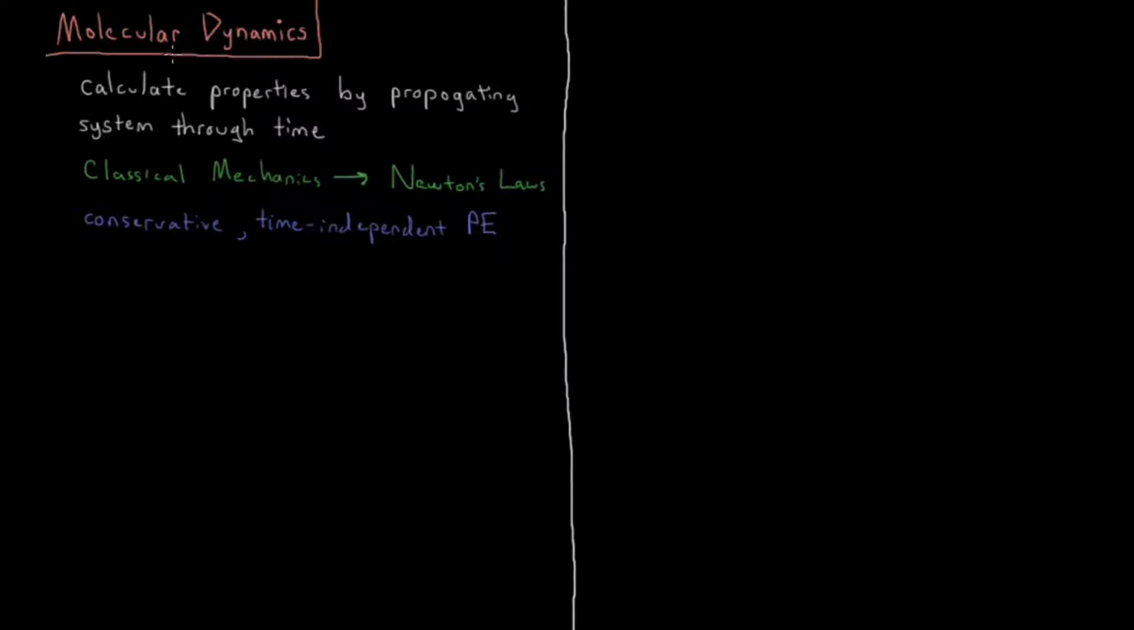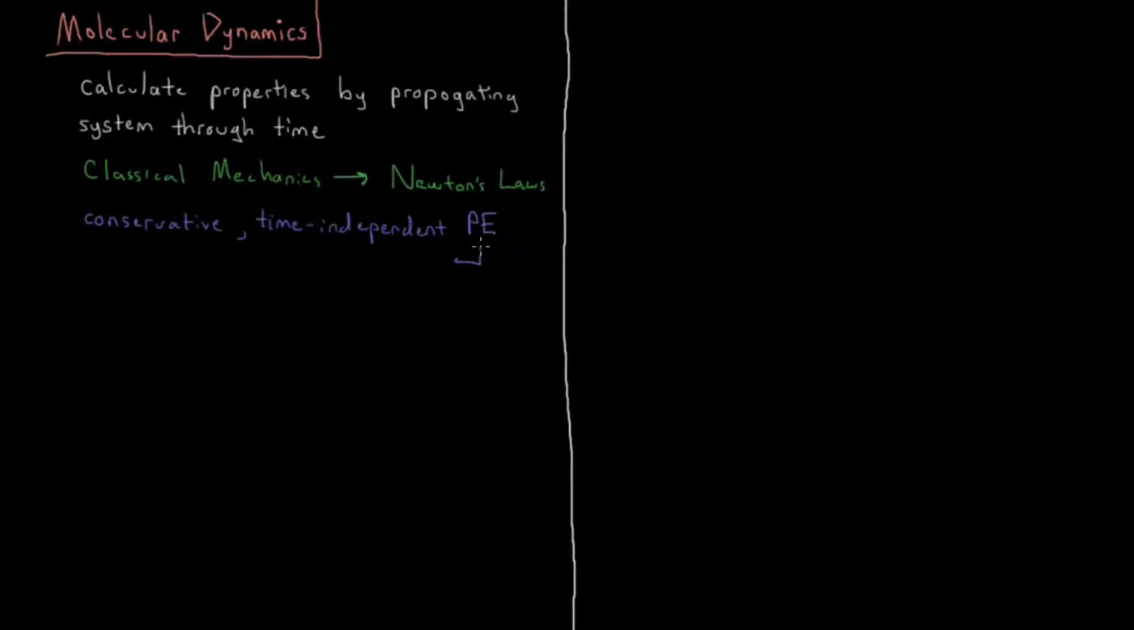So that type of procedure is called molecular dynamics, or calculating properties by propagating the system through time and getting a time average of various values. Okay, so the way we're going to do this using the typical machinery is classical mechanics. And classical mechanics and time means Newton's laws. So we're starting with a conservative time-independent potential energy function.